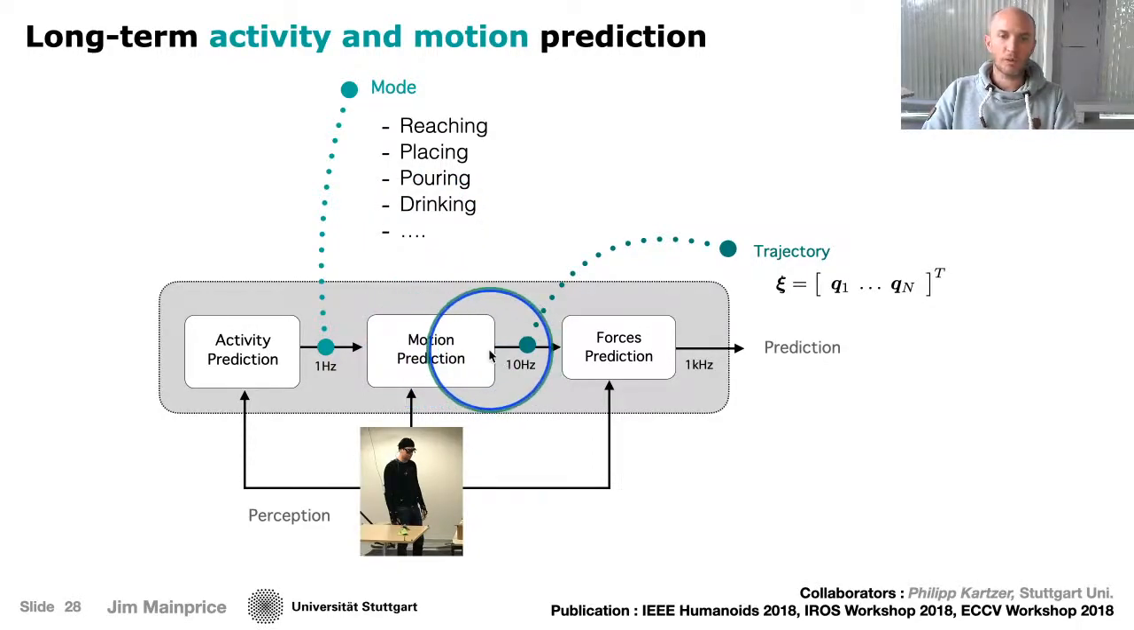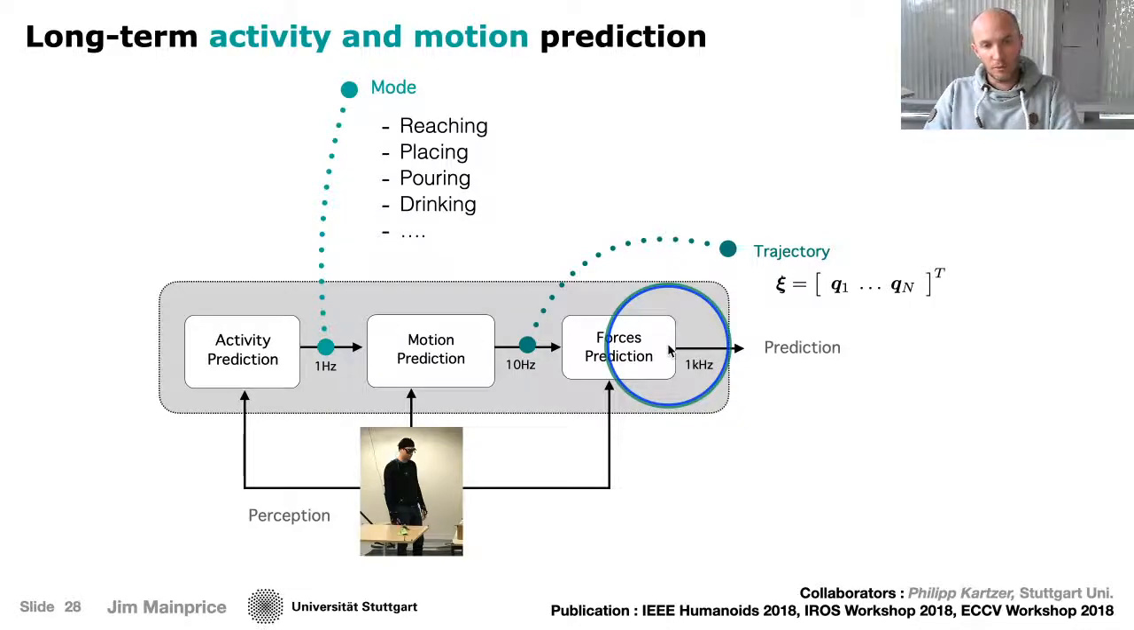Then we have motion prediction, which is at about 10 hertz, where over the course of 1 second, we want to have a motion trajectory or a collection of trajectories, a distribution over how the human is moving. And then if we look at very, very short-term prediction, we might be interested in predicting forces. What are the interaction forces between the human and the table, the human and the ground, and so on.